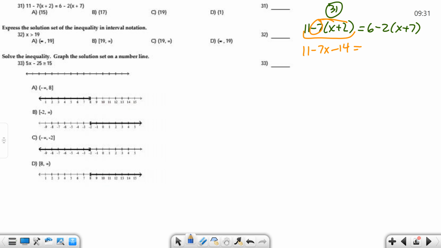Am I done simplifying that side? No, because I have an 11 and a minus 14. Those are like terms. They don't have variables. So 11 minus 14 is negative 3, and then minus 7x I'm going to bring down.